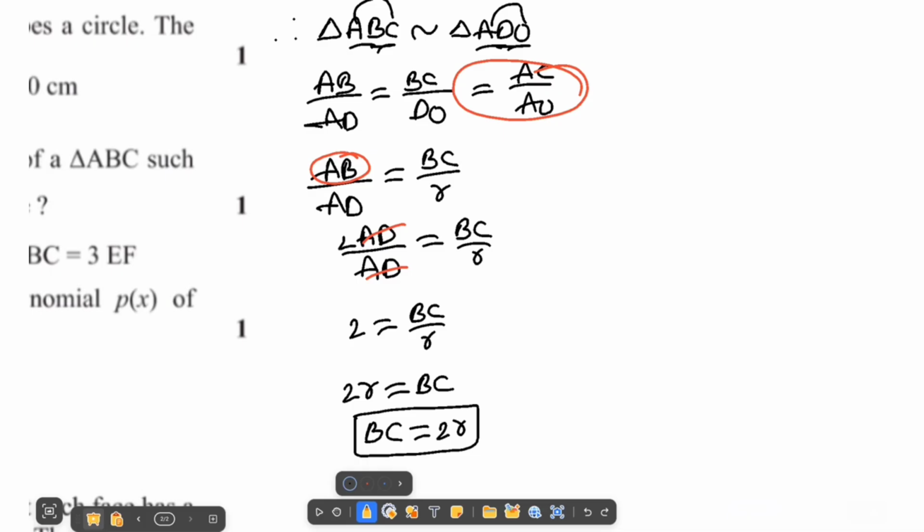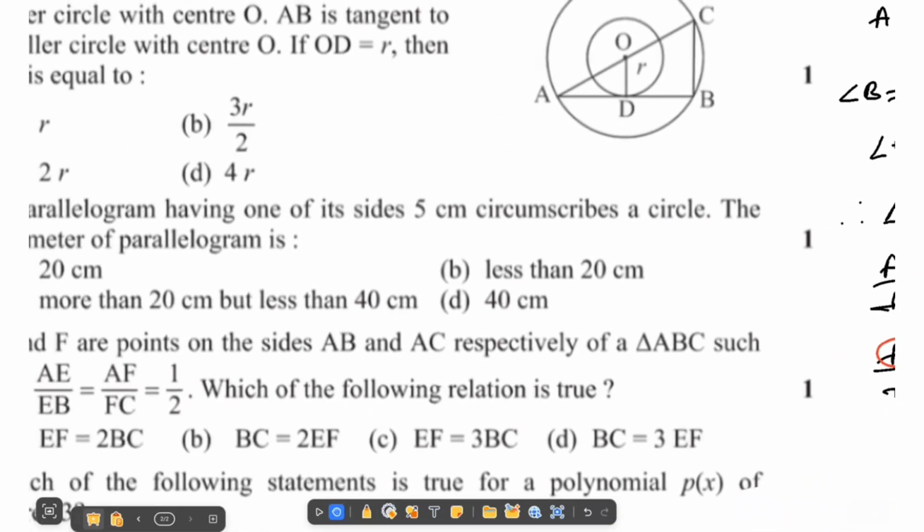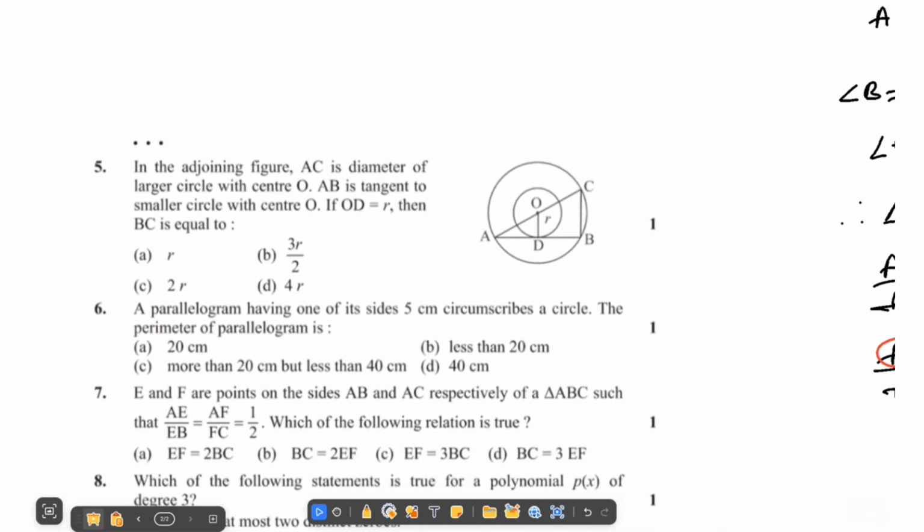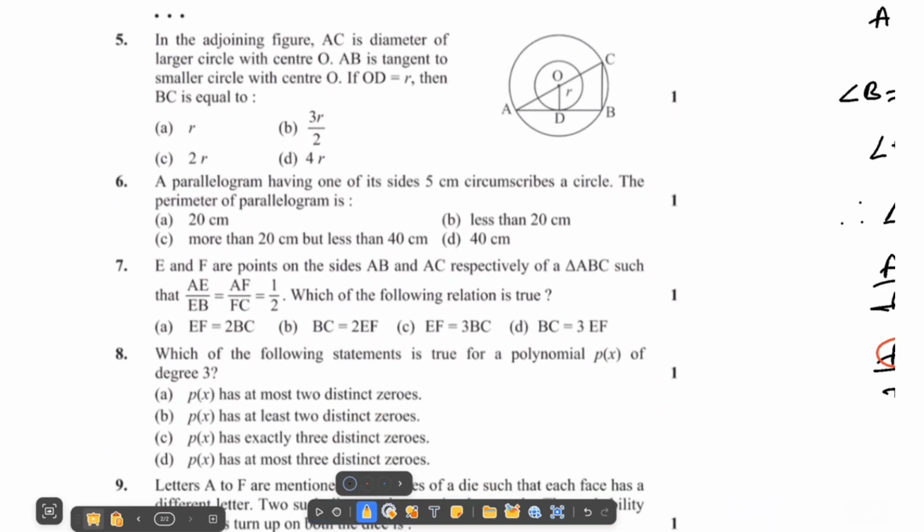So which option is right here? Option C is right.